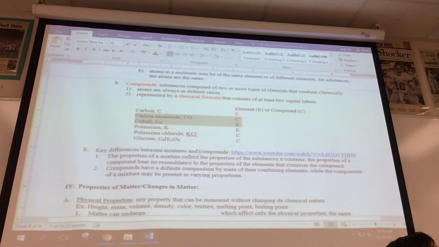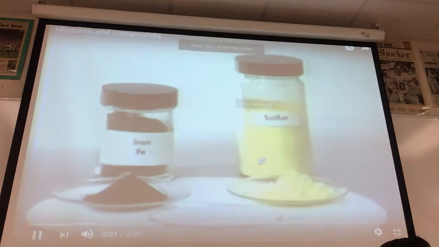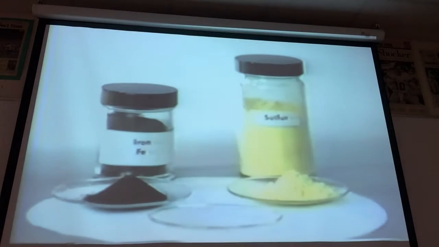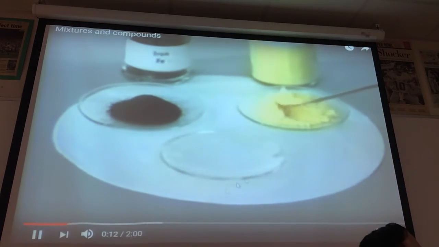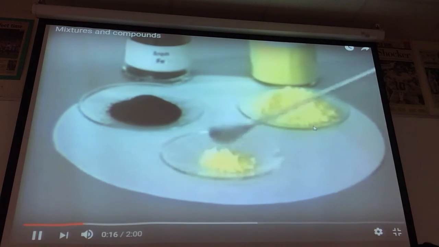Okay. There are some key differences between mixtures and compounds. This is a short little video that will clearly illustrate what's written here, and I'll point it out as we go. But this is really very cool. In this experiment, we will first make a mixture of black iron filings and yellow sulfur powder. So you have 2 elements. Black iron filings and yellow sulfur powder, iron and sulfur, are thoroughly mixed.